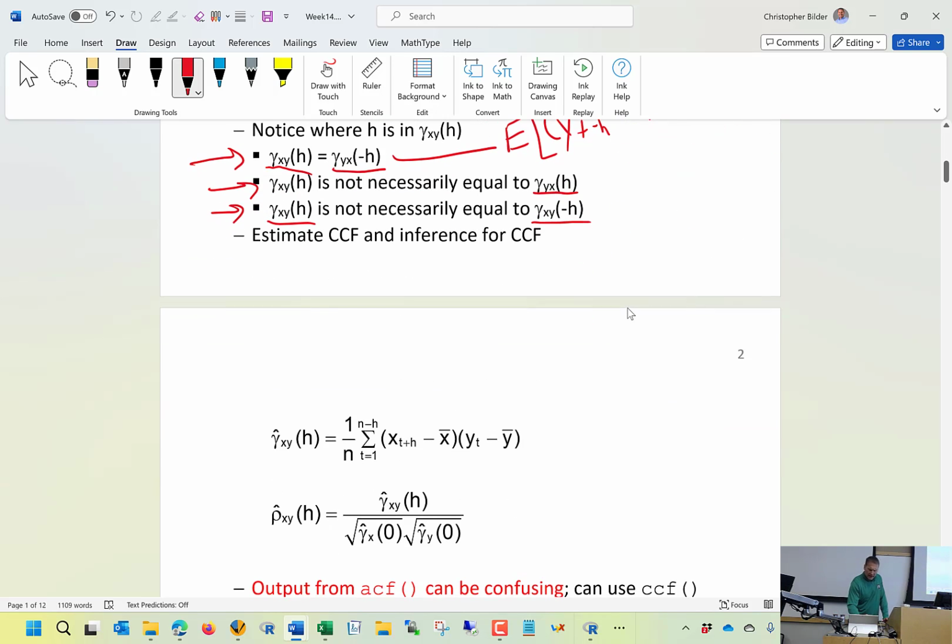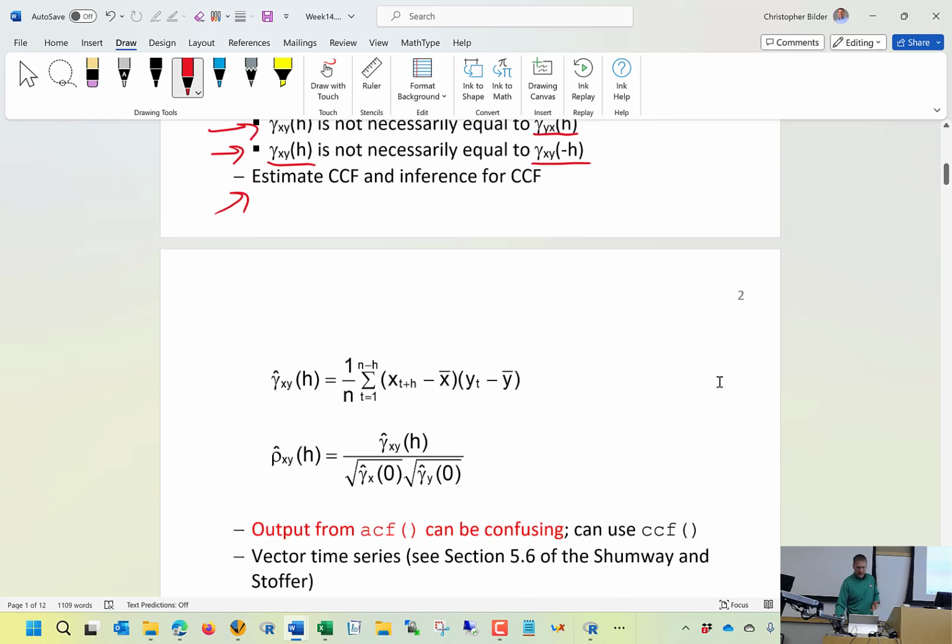Now, in these set of notes, also what was discussed is, well, how can we estimate the cross-covariance function, then estimate the corresponding cross-correlation function? How can we make inferences about these cross-correlations as well?